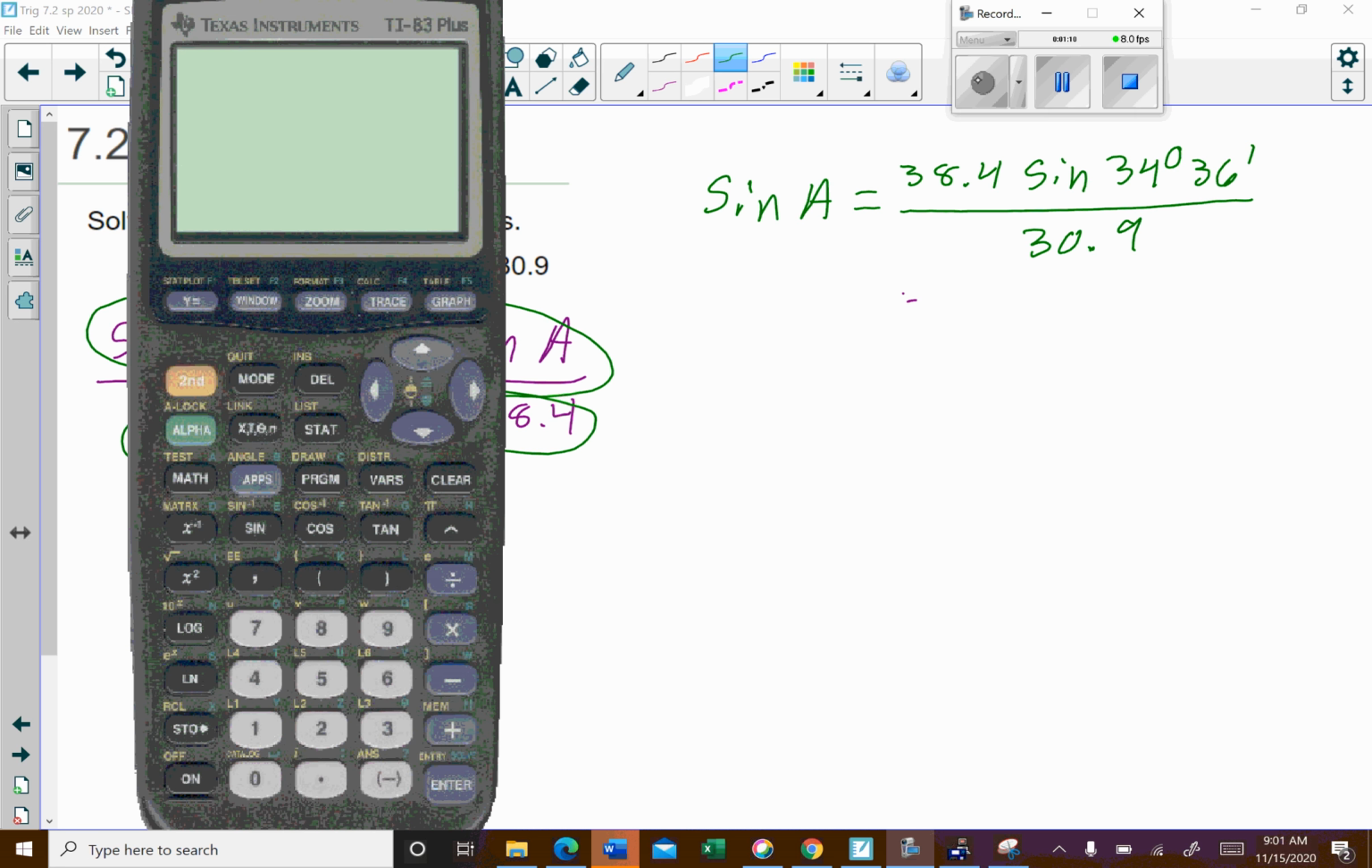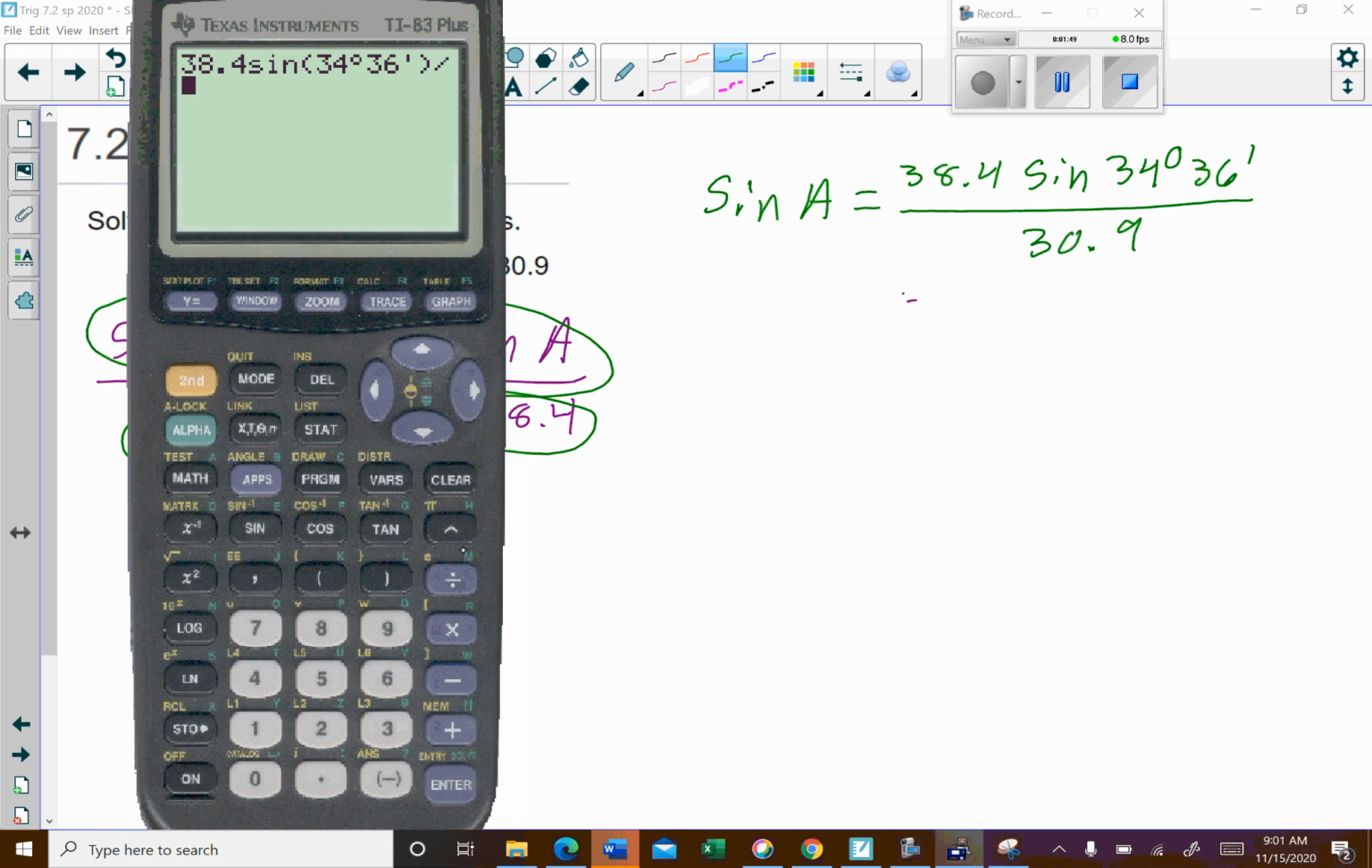So now I'm going to go ahead and stick this all in the calculator. So let's see, 38.4 times sine of 34, and then I have to tell it that it's degrees, and then 36, and then I need to tell it that we're talking about minutes here. And if you're unsure how to do that with your calculator, you could always divide 36 by 60 and add it on as a decimal to your 34 degrees. I know calculators all work differently, but it should be fairly straightforward how to use minutes.